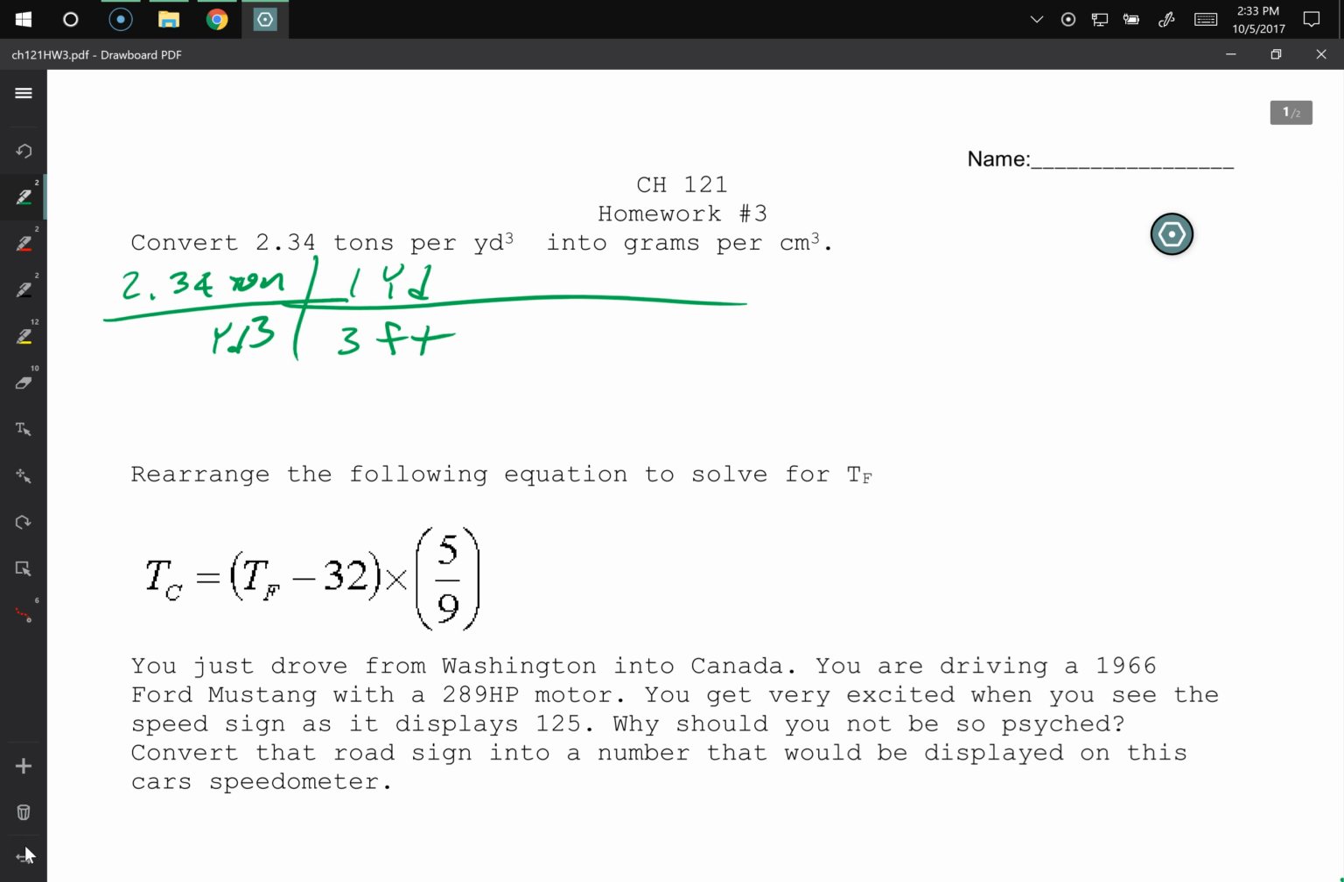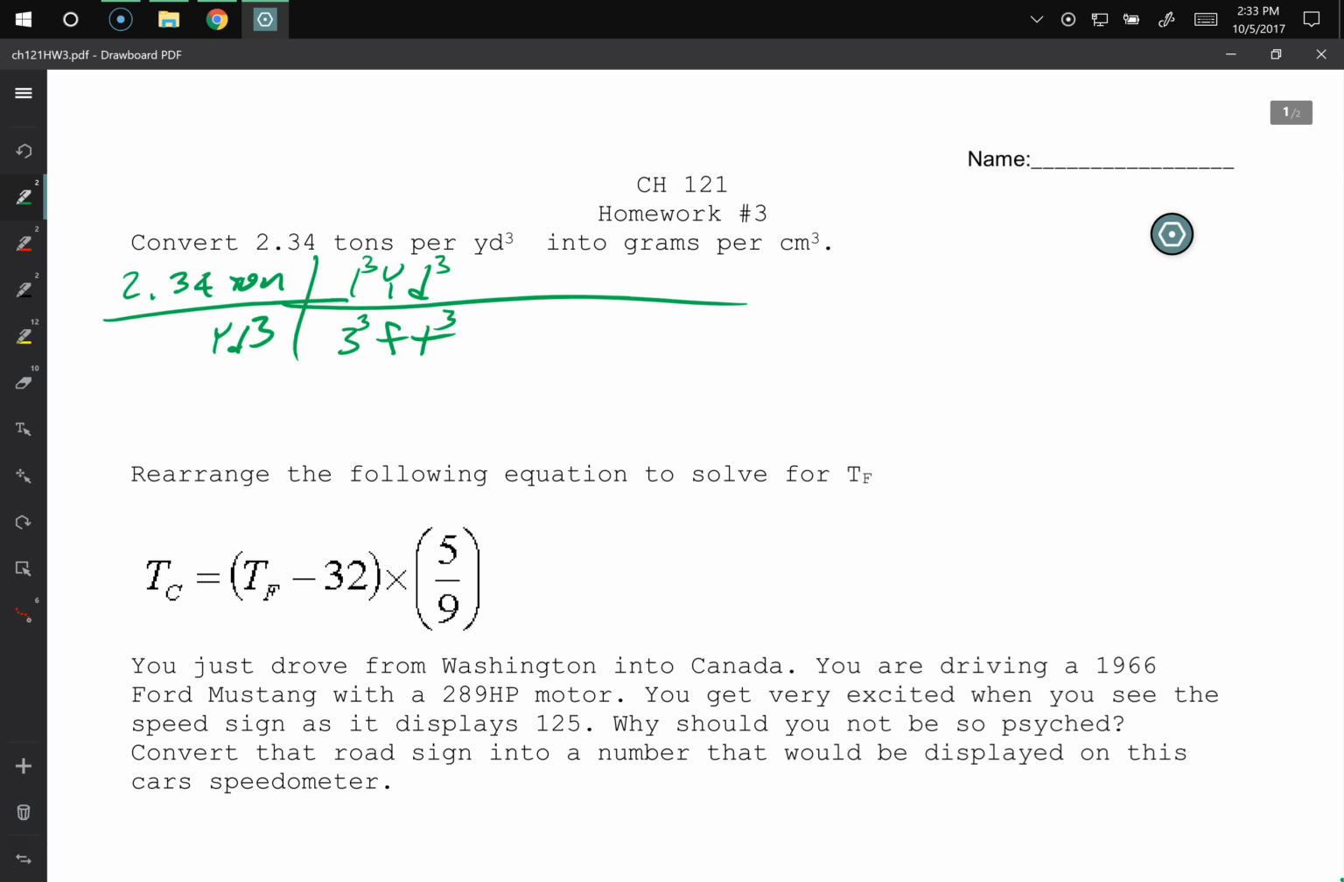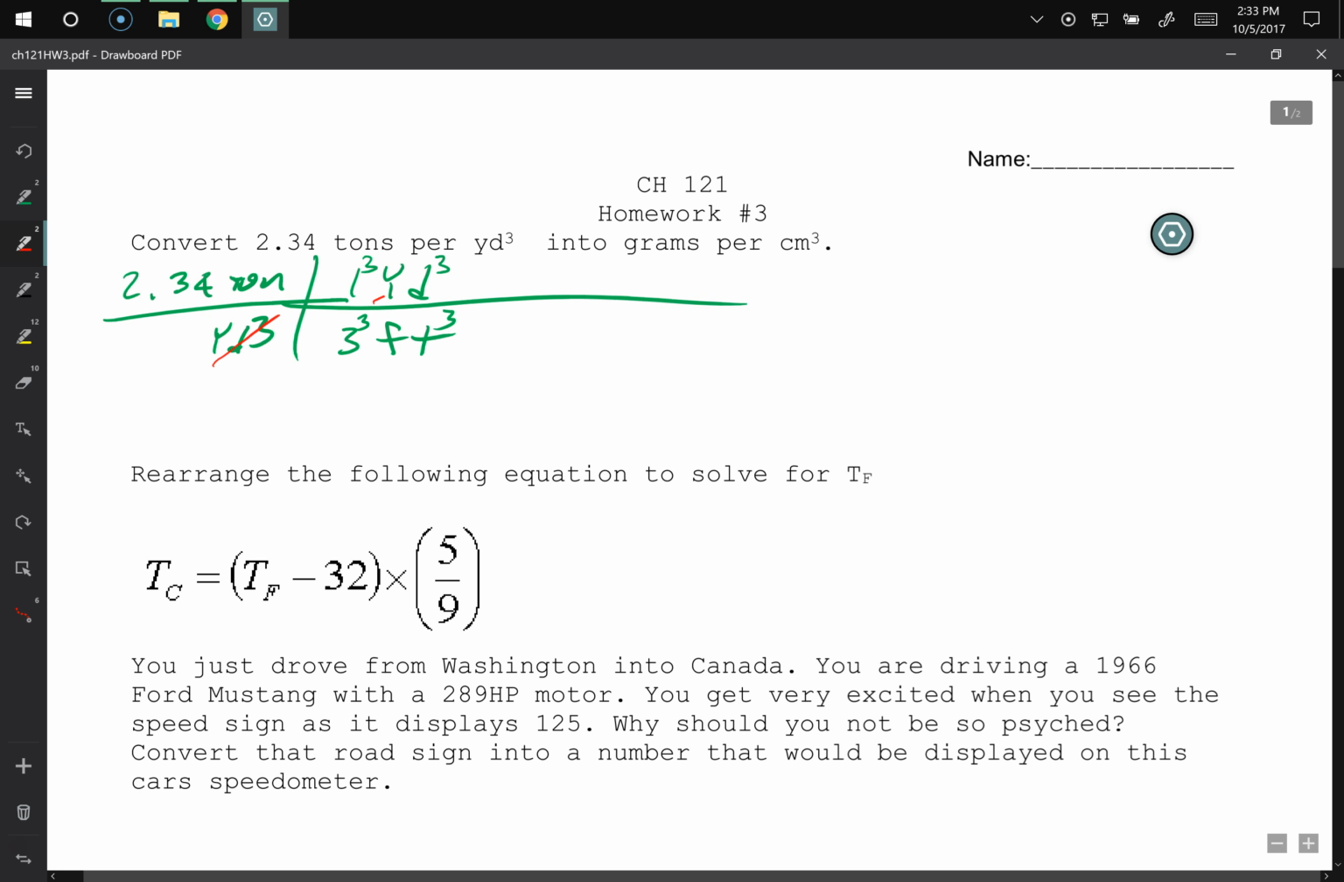I've only taken care of one of the 3 yards because that yard on the top is 1 yard to the first. So I can change that and just go ahead and say it's yards to the third, first to the third, third to the third, and feet to the third. Or you can write it 3 times, but I think just writing a bunch of 3s is a little easier. So now that we've done that, I can cancel out this yards cubed, and I have feet cubed, which is closer, but not what I want.